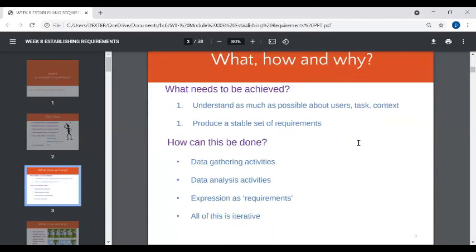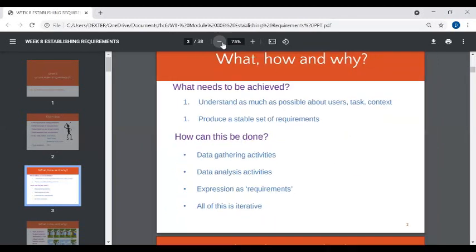So, what, how, and why? What needs to be achieved, and how can this be done? Okay, so there are two aims. One aim is to understand as much as possible about the user, their activities, and the context of the activity, so the system under development can support them in achieving their goals.